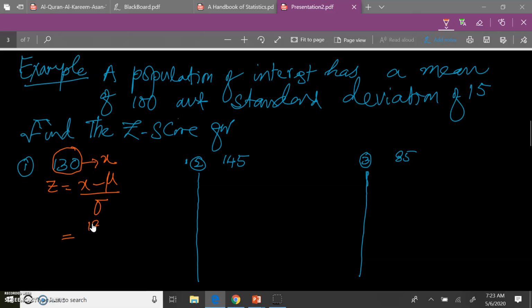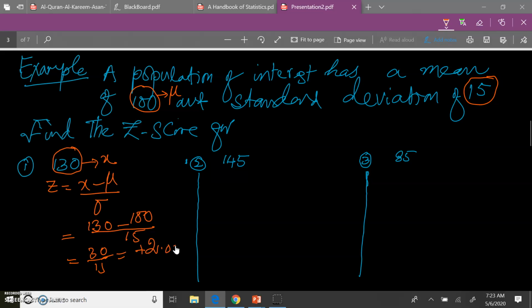So this is 130 minus 100, where 100 is mu, our population mean, divided by the standard deviation, which is 15. So 130 minus 100 is 30, divided by 15, and the answer comes out to be 2, and I'm writing plus 2.00.